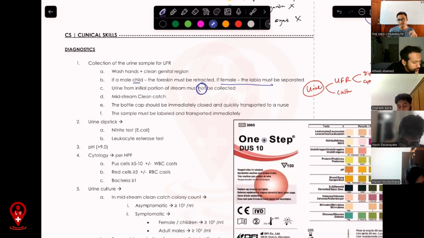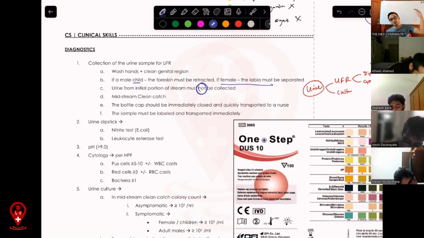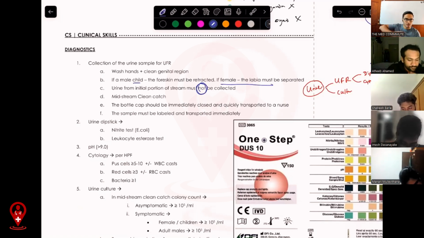Why? We talked about it in the anatomy session, in that short video. We said the distal portions of the urethra can harbor some organisms. So we do not want those organisms getting into the sample. The distal portion we don't care about. Those organisms are anyway there, so we don't want to look at them. We want the organisms which have colonized more inside, the proximal areas of the urinary tract. So the initial portion, the first 2 to 3 seconds, we are going to discard.